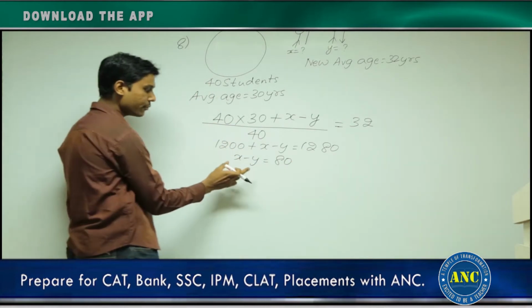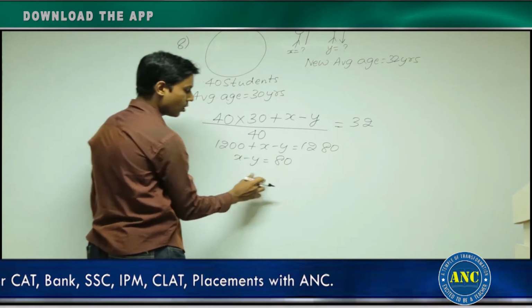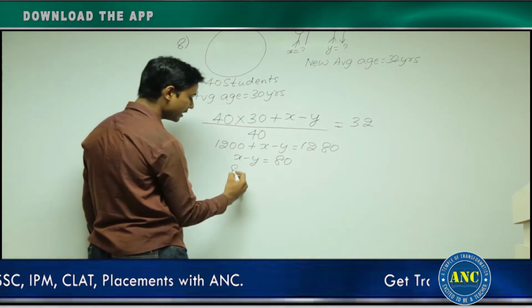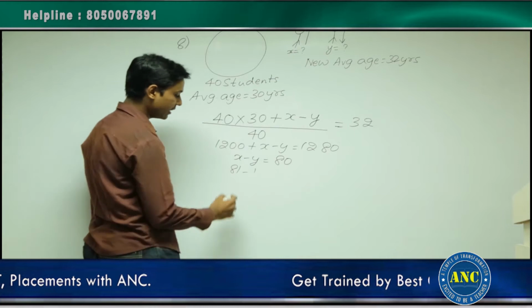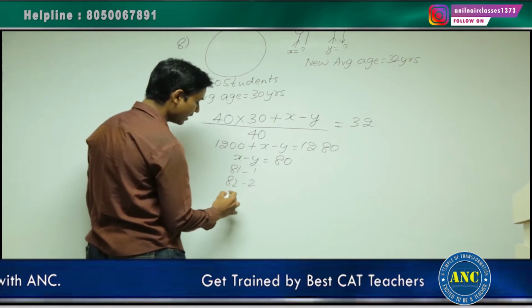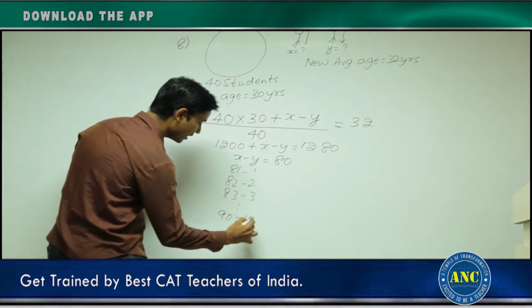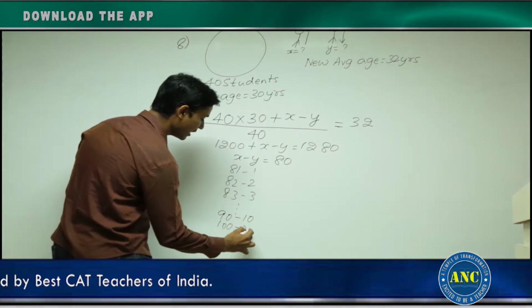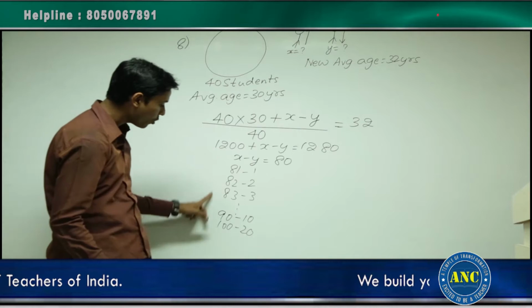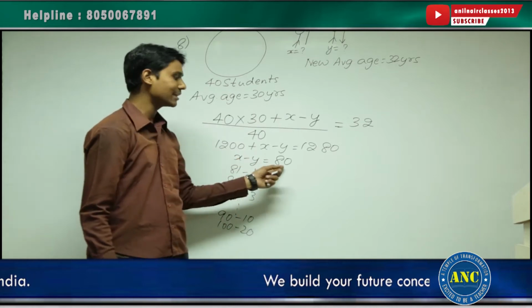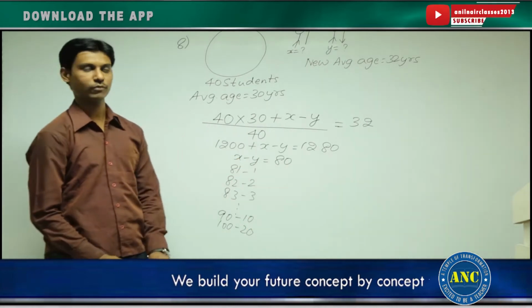Now see here. Difference of two numbers is 80. When can the difference of two numbers be 80? 81 minus 1 is 80. 82 minus 2 is 80. 83 minus 3 is 80. Similarly, 90 minus 10 is 80. 100 minus 20 is 80. Like that you can form so many values of x and y which will satisfy this equation, right?